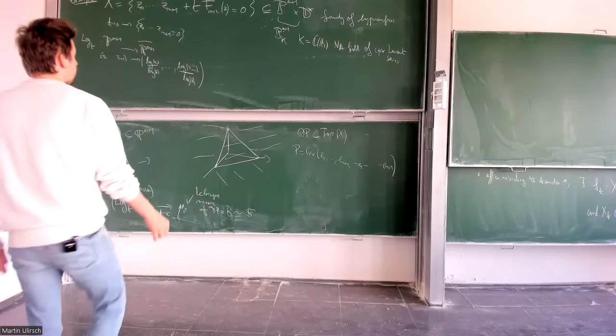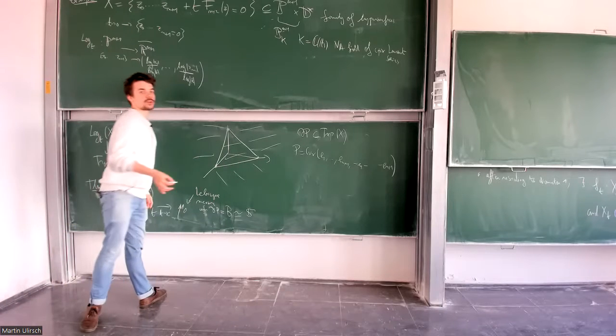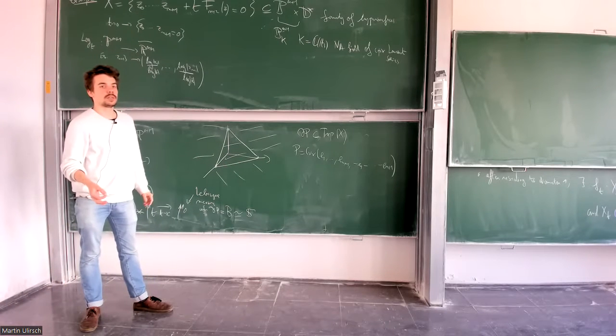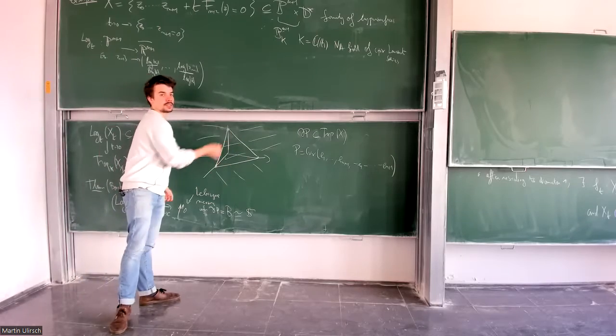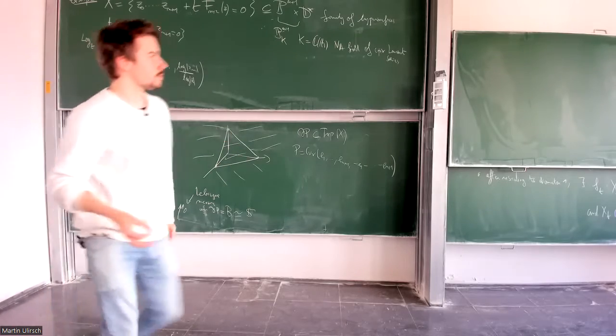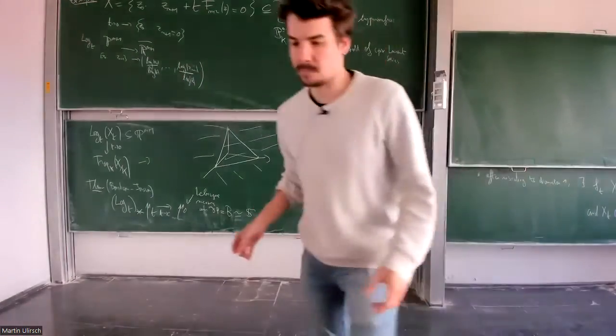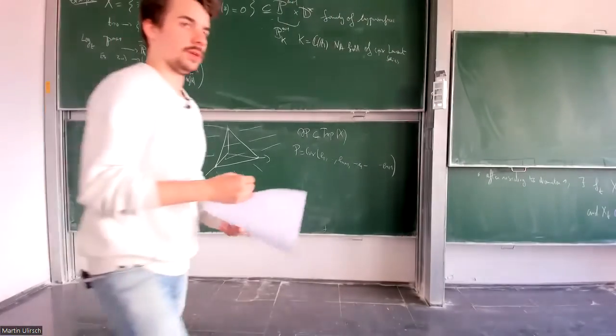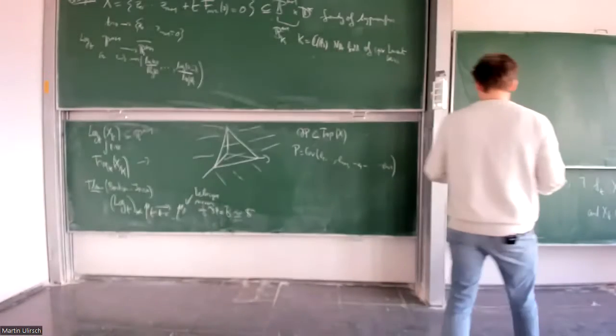So yeah, all the cells have an integral structure. So the Lebesgue measure is canonical here. Yeah. But yeah, I really don't want to talk about normalization.